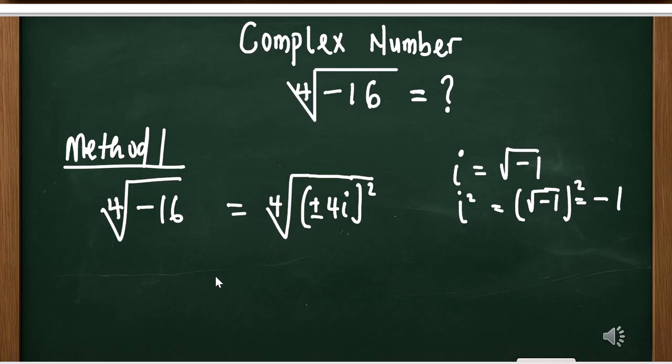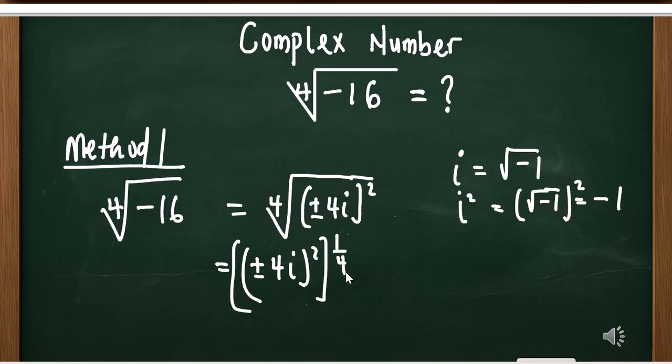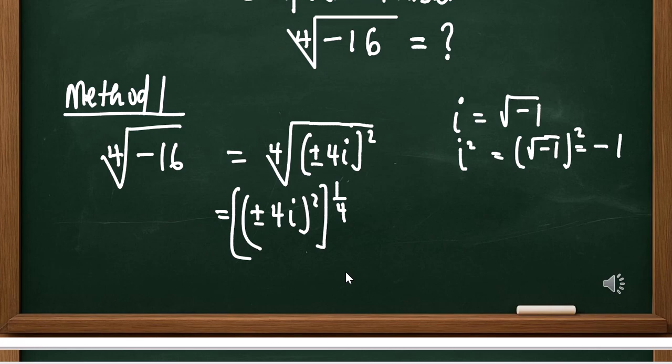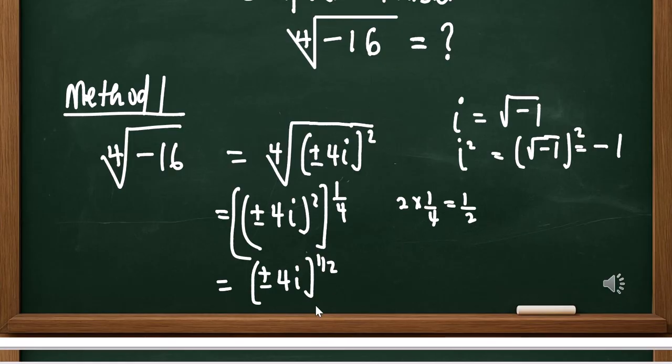So we have this given expression. Now to further simplify this, here we can have this as plus or minus 4i squared. What about the fourth root? The fourth root can be written as 1/4. This is mathematically possible. So here we can divide 2 and 4, and we have plus or minus 4i to the power of half. How is this possible? Here we have 2 times 1/4, so this is going to be half. That's why we have this.